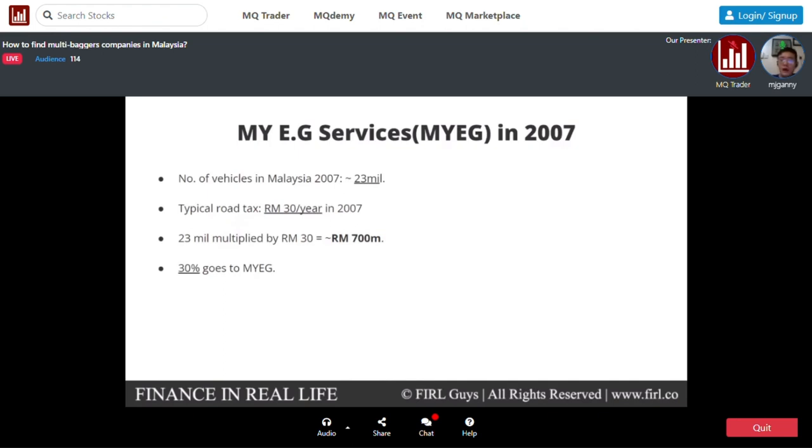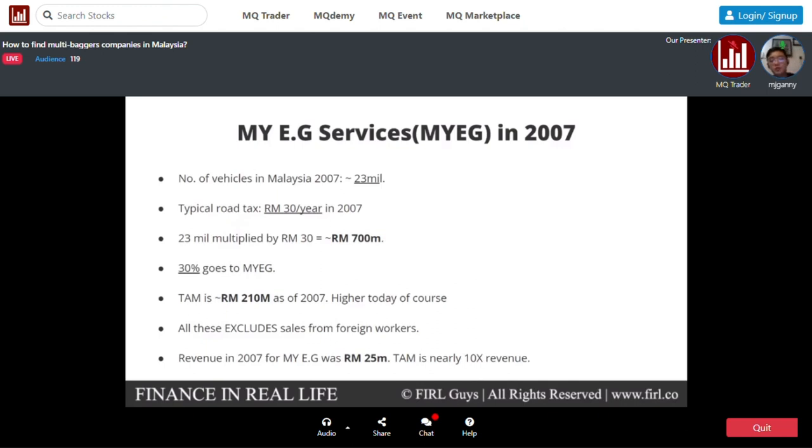Now, roughly 30% of this goes to MyEG. MyEG doesn't take everything, obviously, because they need to pay the government. It's a road tax, there's a word tax there. But of the 700 million, typically MyEG will take 30%. This would imply that the company has a total addressable market of 210 million ringgit. It means on the table for MyEG to eat, there's 210 million ringgit. Now, of course, today is a lot higher, but I'm just transporting you back to 2007. This excludes all the sales from their foreign worker business or all the other business units, just this alone. Revenue for 2007 for MyEG was only 25 million, which means the TAM was nearly 10 times the revenue, 210 divided by 25. So this is what I mean by total addressable market.